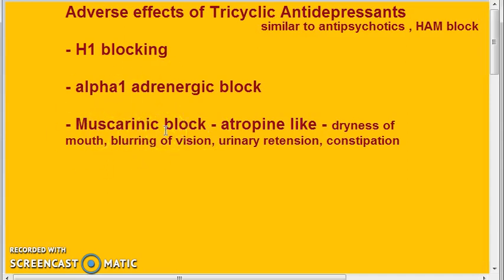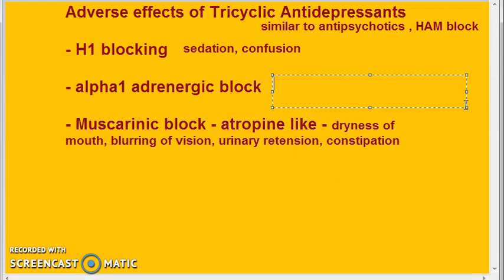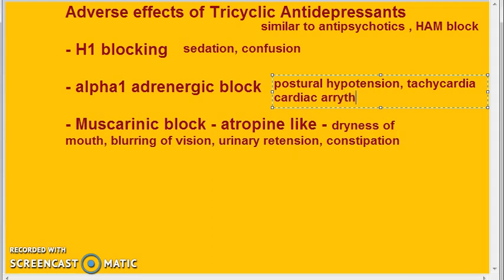Muscarinic receptor, if you block like atropine, then you will have dryness of mouth, blurring of vision, urinary retention, constipation, etc. If you have H1 blocking, you will have sedation, confusion. Sedation normally you'll remember for all these antipsychotics also, sedation, right? Then alpha 1 adrenergic block, you'll have postural hypotension. Hypotension means tachycardia can happen, reflex tachycardia, right? Then cardiac arrhythmias. Cardiac arrhythmias can happen.